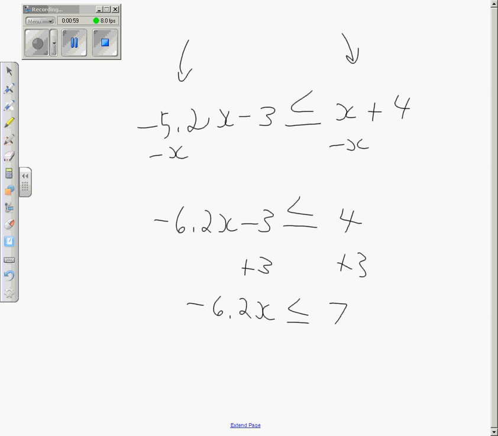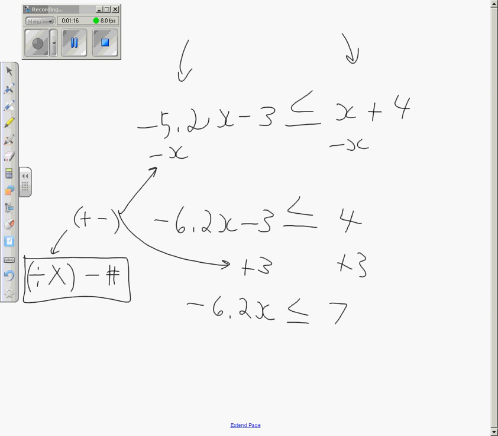Now remember, this is the note part. If you divide or multiply by a negative number, and it's only when you divide and multiply, it does not, if you subtract or add a negative number like we did here, or like we did here, you don't flip the sign. But when you multiply or divide by a negative number, you have to flip the inequality sign. All right, that's the rule.